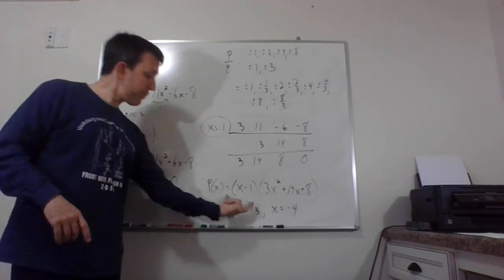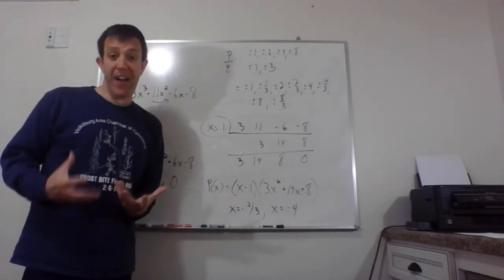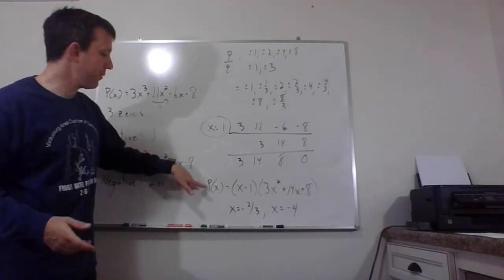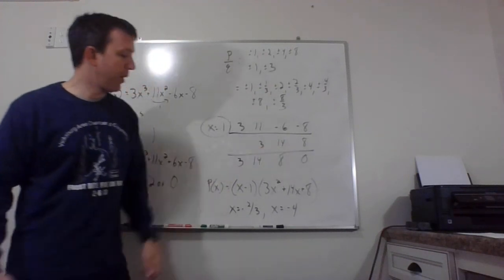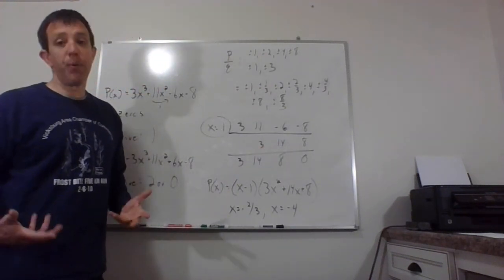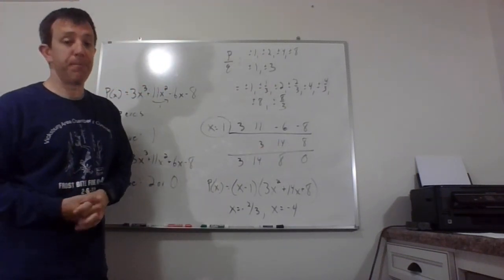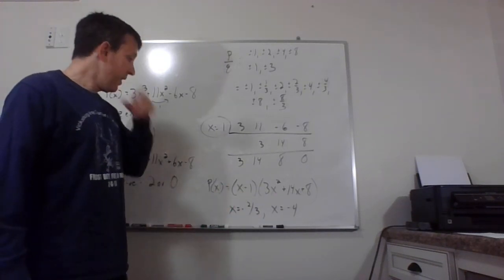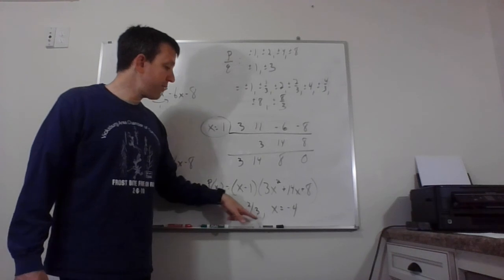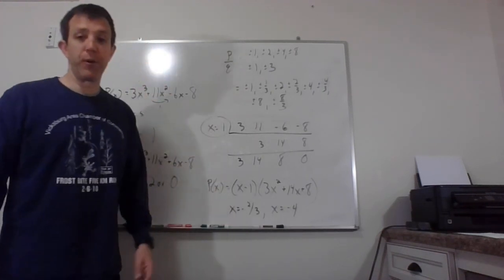Furthermore, that means that x minus 1 is a factor of my original polynomial. So the original polynomial now can be written as x minus 1 times this quadratic. At this point, I threw it into the quadratic formula, or you could try and factor it. It does actually factor. But either way, when I did that, I got x is negative 2/3 and x is equal to negative 4.